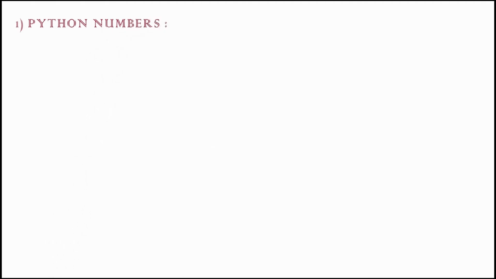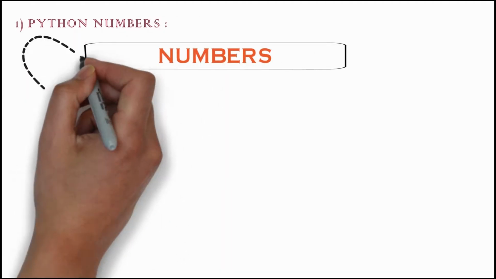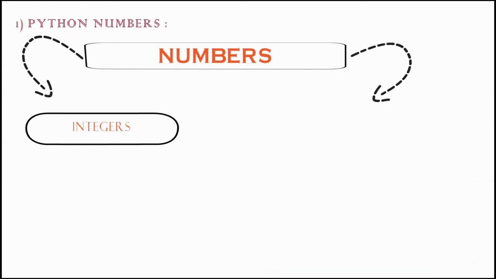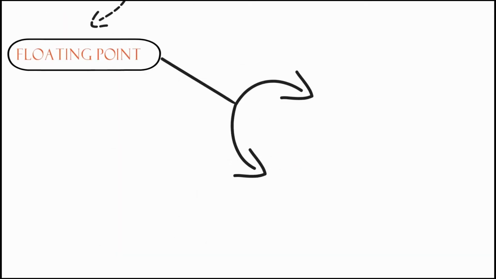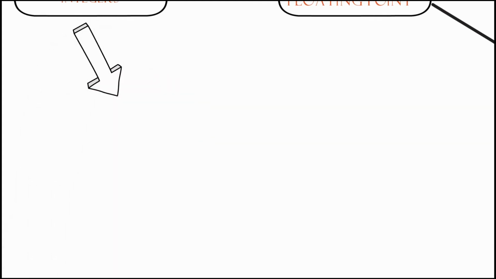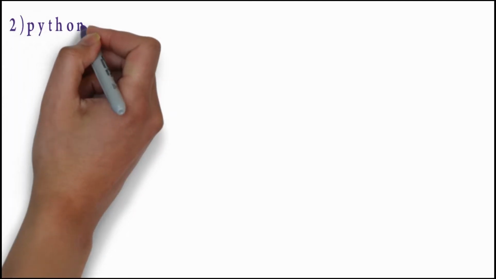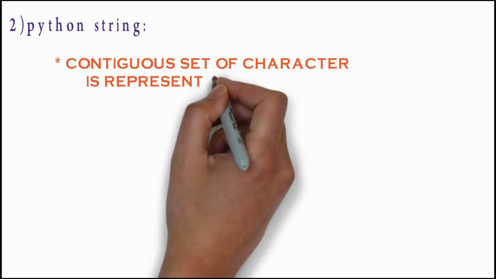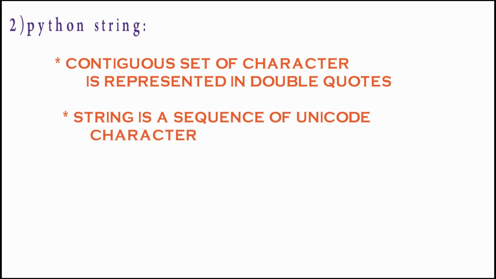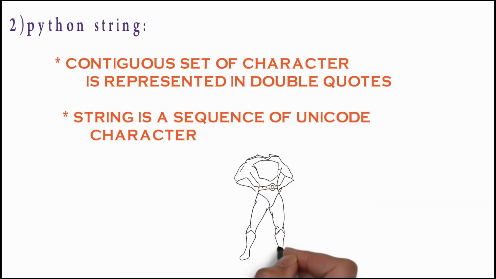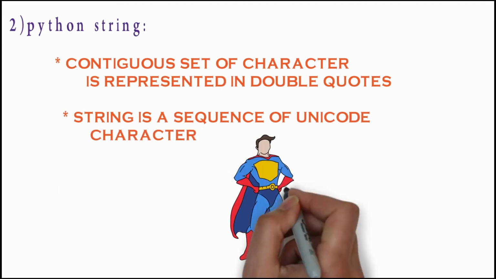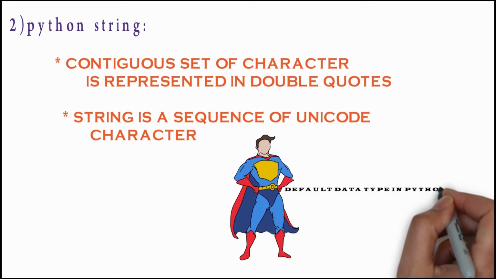First, we are going to discuss Python numbers. A number is subdivided into integers, floating points, complex numbers and rational fractions. Second, we are going to discuss Python strings. A contiguous set of characters represented in double quotes or single quotes is called a string. A string is a sequence of Unicode characters. A default data type in Python is string.